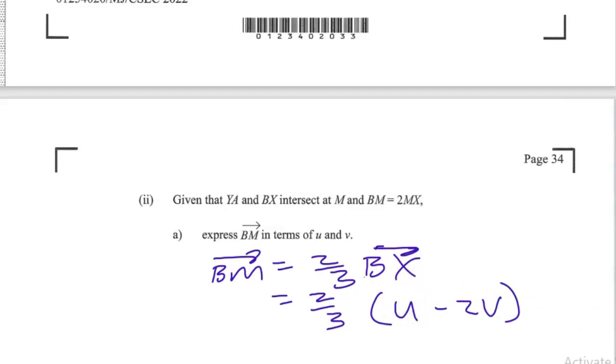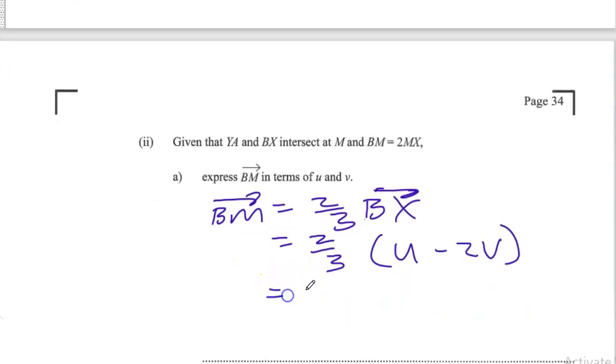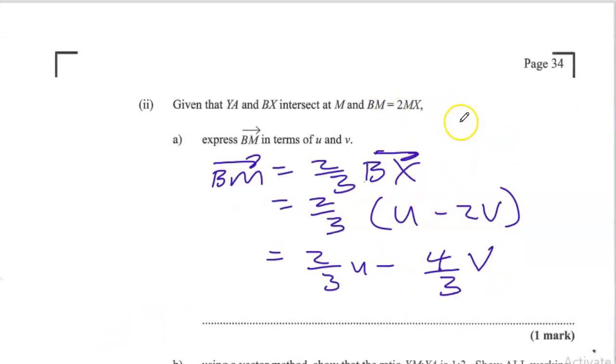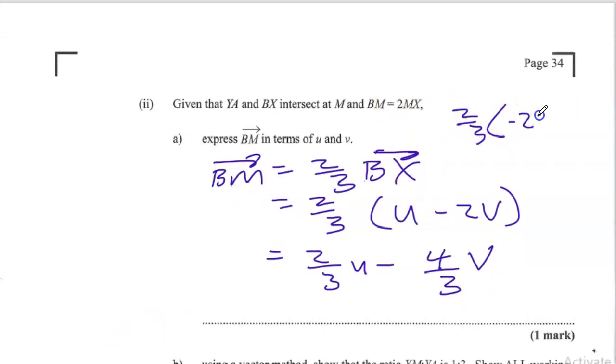minus 2v. So we can expand that. We get 2/3 u minus 4/3 v. Or of course you could have used 2/3 times negative 2v plus u. Notice same as u minus 2v. I'll just rewrite BX, putting in the positive u at the front, but either way it's still okay.